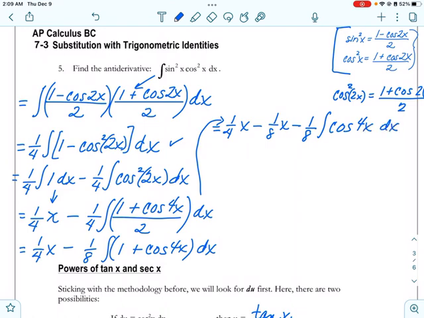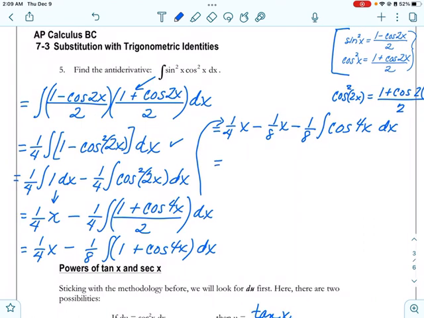There's like too much going on there, so we want to take our time with it. 1/4 x minus 1/8 x is just going to be 1/8 x. And then I have the minus 1/8, so it's going to be minus 1/8. And then you're going to have to divide by 4 and integrate the cosine 4x. You get sine 4x. And then it's going to be plus the arbitrary constant.